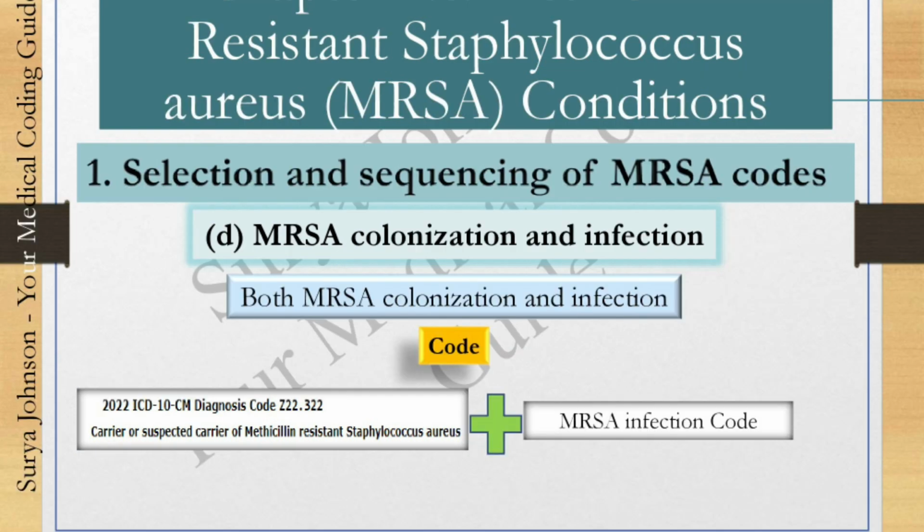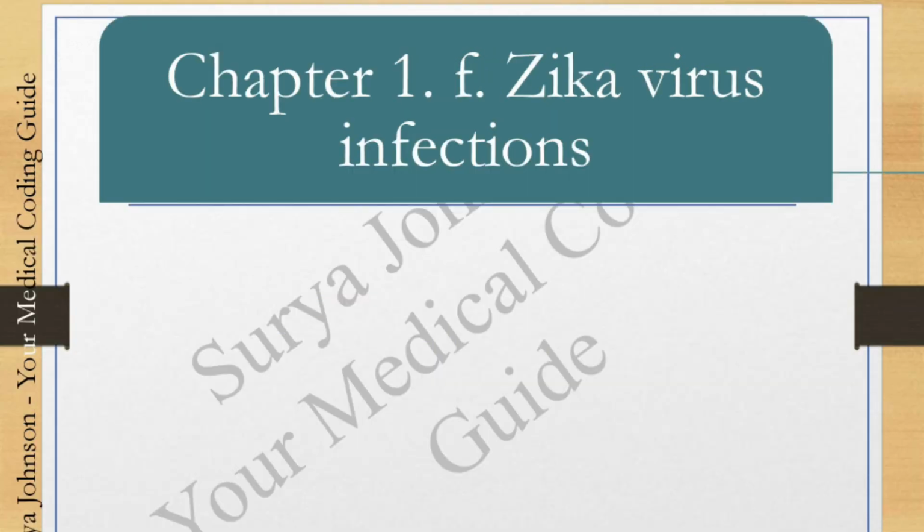In the next scenario, 1D, MRSA colonization and infection. In this scenario, the patient is already a carrier and then later they got an infection. In this scenario, you will be coding Z22.322 along with the MRSA infection code. First, the patient was a carrier, then it converted into an infection, so you will code the carrier status and also the infection code.